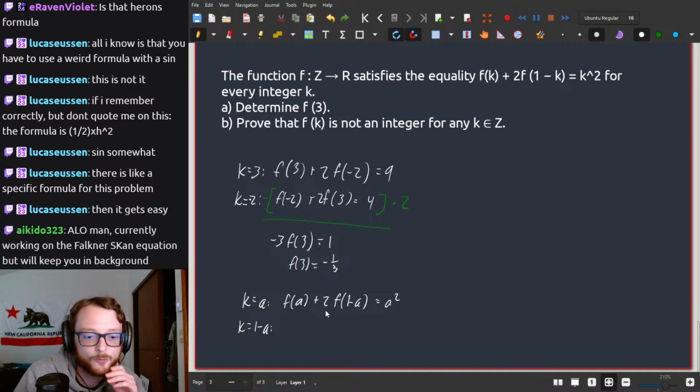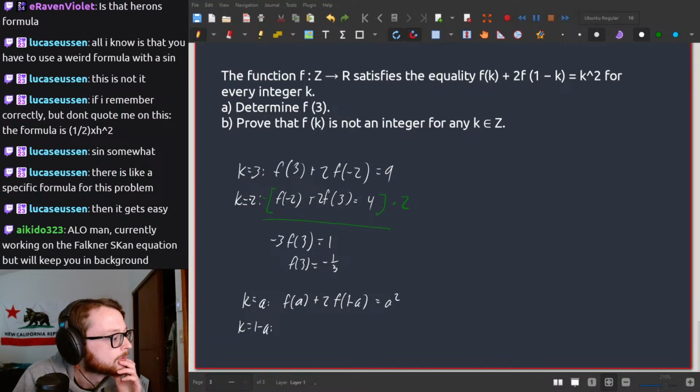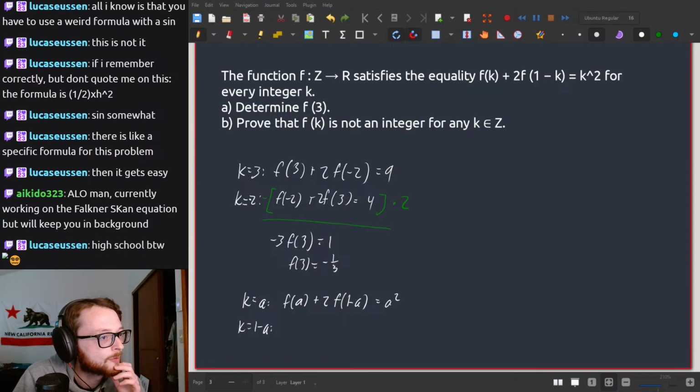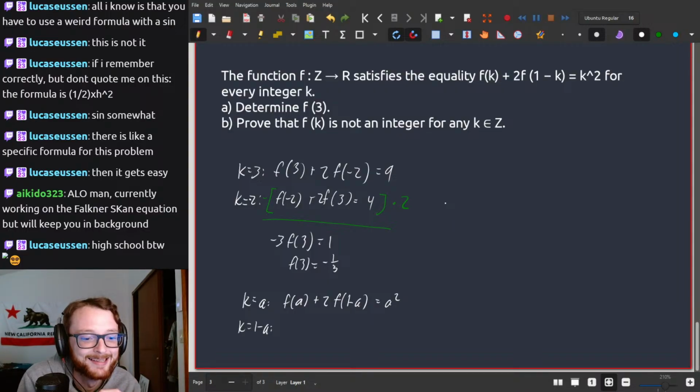This song sounds so familiar. Comfort Chain by Instupendo? I have no clue. Never mind. Hey, Aikido. On Falconer scan equation? I haven't heard of that one, but sounds good. Thank you for the work. High school BTW? Yeah. These are pretty crazy.